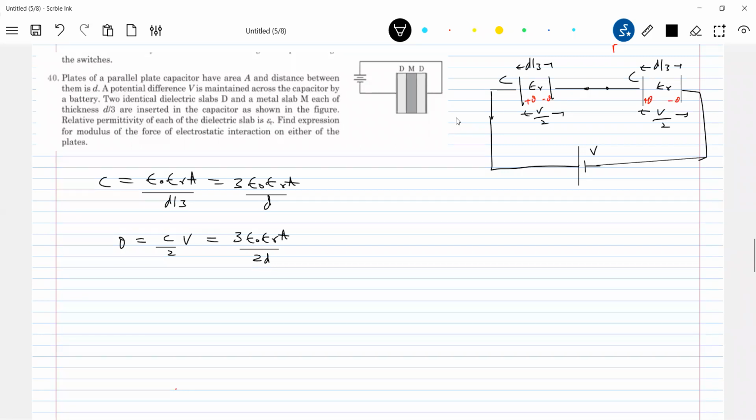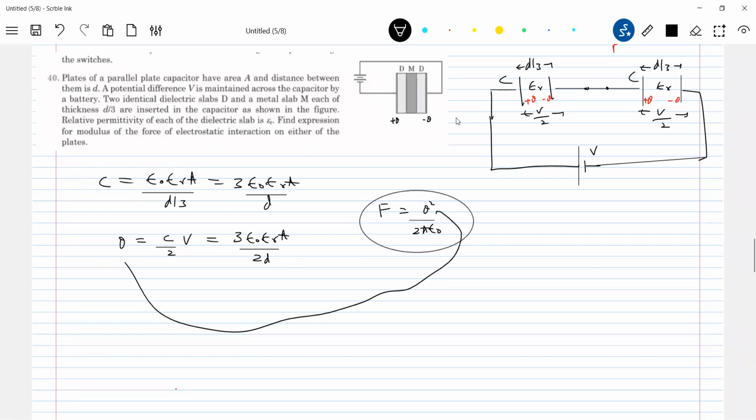Actually, you can directly come to the problem with Q and minus Q, you know. So what is the force of interaction between the plates? F should be equal to Q squared by 2A epsilon naught. Substitute the value of Q, and we will get the required answer. Okay, this value of Q I have to substitute here.